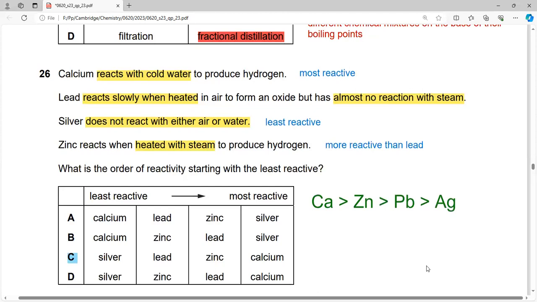So we can also compare these values in a reactivity series. Here, the least reactive is silver, then lead, then zinc, and the most reactive is calcium, because it can react with cold and hot water. That's why it is the most reactive. This way, you take a pencil, use these statements to compare first and get the order, and then proceed to the options. So C is our correct option here.